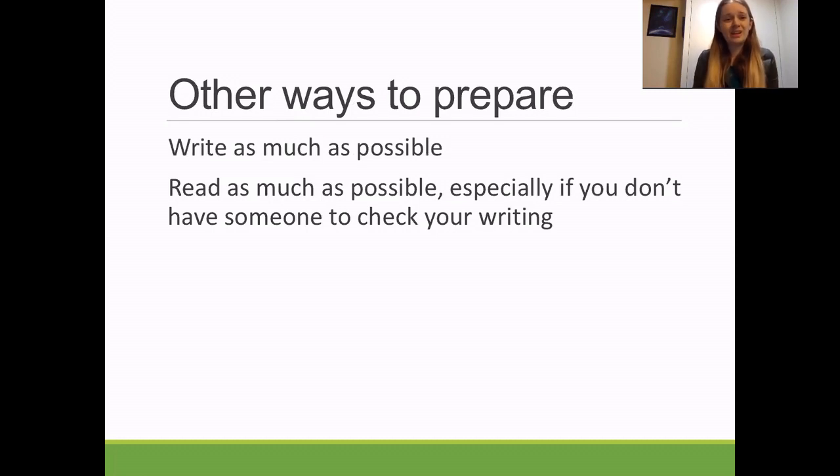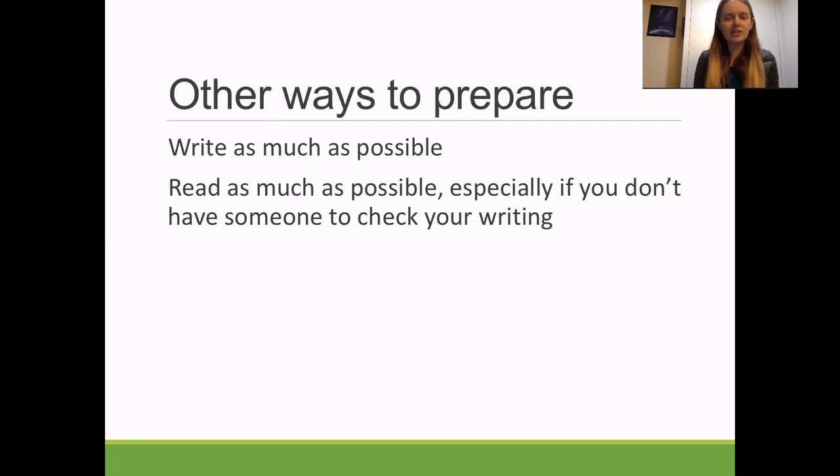Some ways to prepare. You should be writing as much as possible and reading as much as possible, especially if you don't have someone to check your writing. So you're writing as much as you can, but you're studying on your own. You don't have a tutor or a native English speaker to correct your work. Then it can be frustrating because you can't see your mistakes. So if you can have someone correct it for you and work with you, then that's ideal.